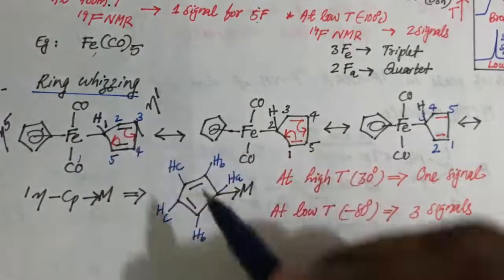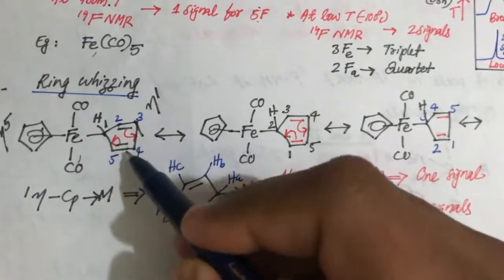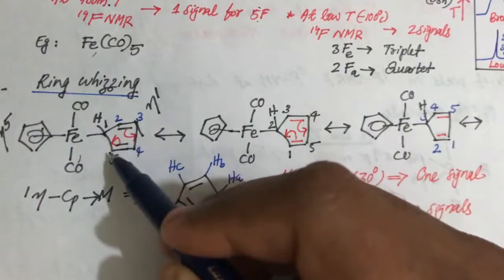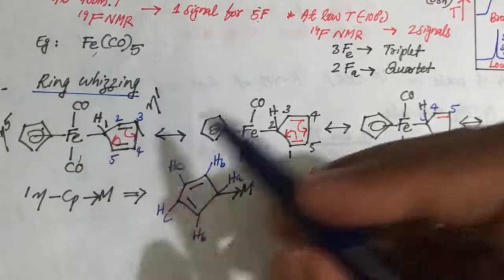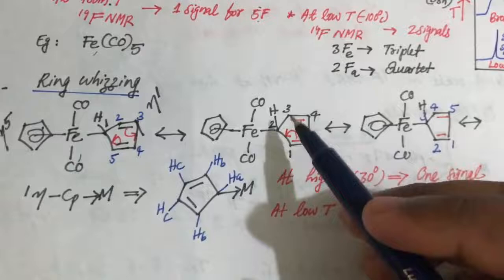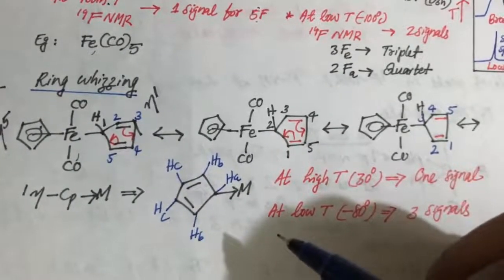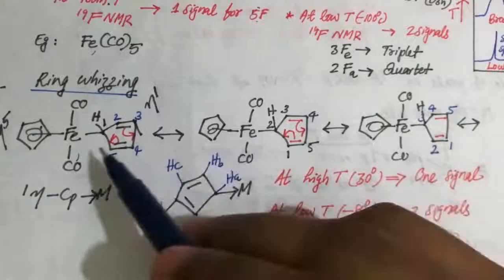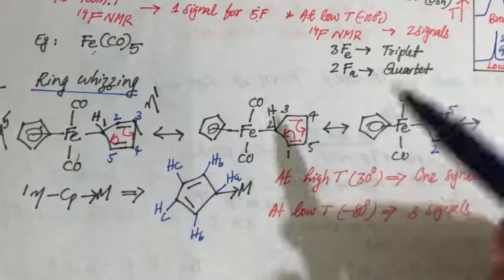How does it happen? Now this pi bond can shift to the 3,4 position, and this pi bond can shift to the 1,5 position. Now the iron is directly bonded to the second carbon. Basically, these are indistinguishable structures, they are chemically equivalent structures. That's why it is called fluxional behavior.